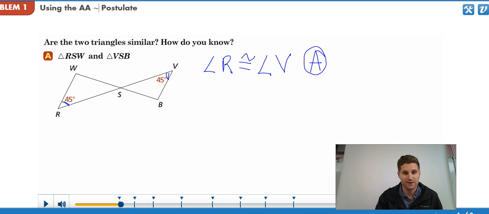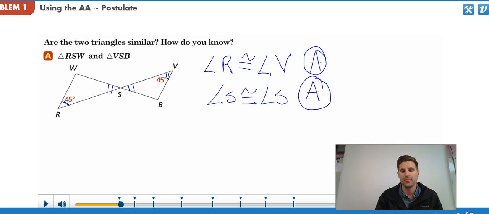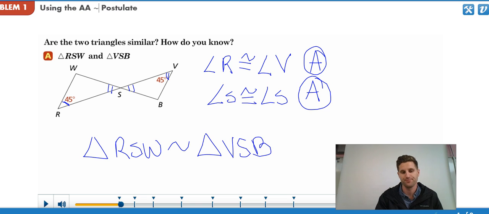And then right here is our second angle. These are vertical angles. We know vertical angles are congruent. So angle S is congruent to angle S. And this is again an angle. So we have 2 angles. So are the two triangles similar? Yes. Then we need to write our similarity statement. And that would be triangle RSW is, not congruent, I keep trying to say congruent, we're talking about similarity here, is similar to triangle. R matches up with V, S is going to match up with S, and W is going to match up with W. Alright, let's take a look at our next problem.